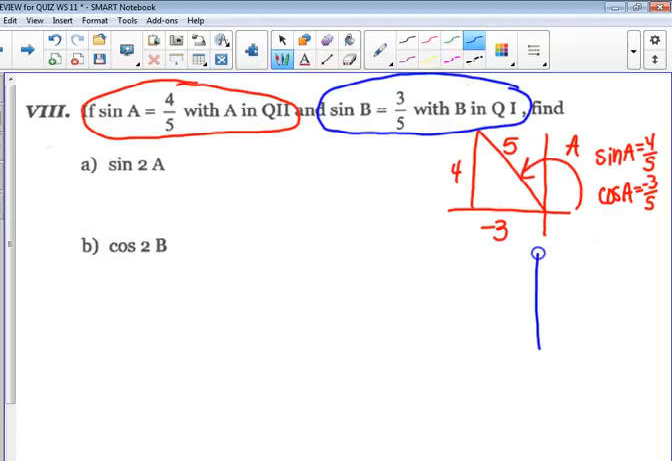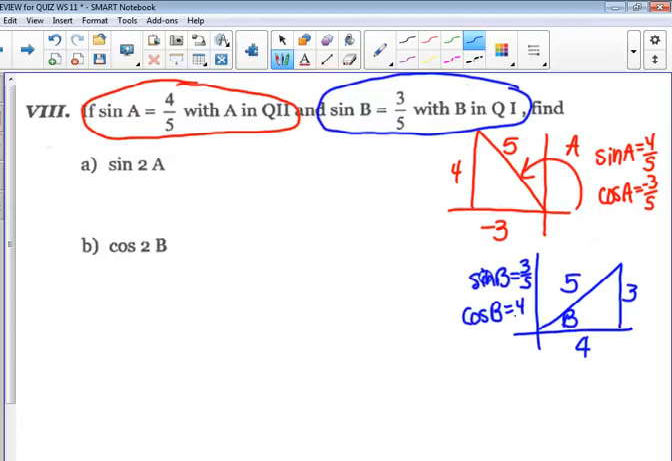B is in quadrant 1. And just to confuse us, this time opposite over hypotenuse is the 3/5. So this side is 4. And this is B in here. So the sine of B is 3/5. And the cosine of B is 4/5. So out of all those, this was the only one that was negative, right? Was cosine of A.